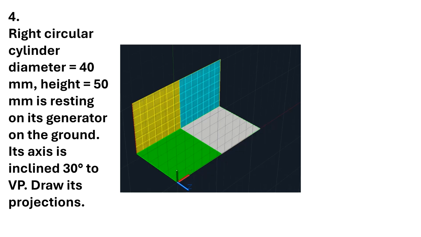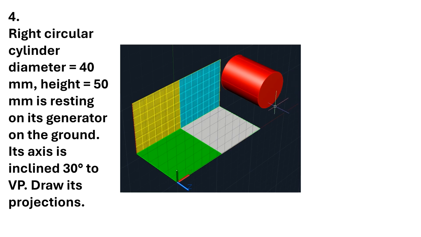Fourth question, right circular cylinder, diameter 40 mm, height 50 mm is resting on its generator on the ground. Its axis is inclined 30 degrees to VP. Draw its projections. First I will draw a cylinder which has a 40 mm diameter. This diameter is 40 mm and the height is 50 mm. It is resting on its generator on the ground. So we are assuming a line on the circumference, the curved surface. Those vertical lines we are calling generators.